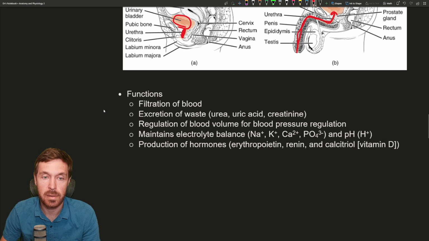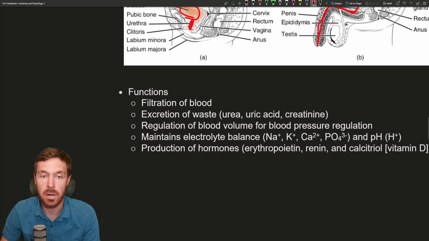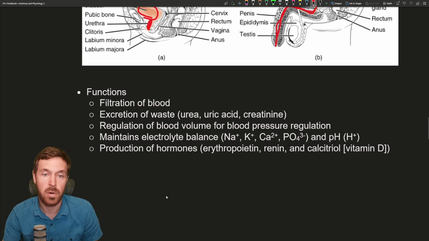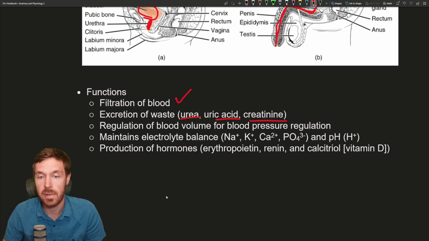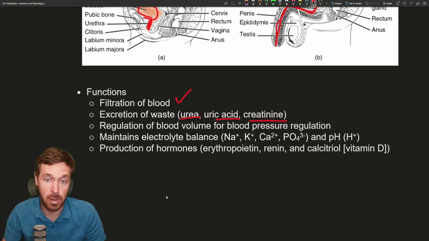Now, down here, finally, the functions of the urinary system. So here, functions, of course, it is filtering blood. So filtration of blood comes in and you're getting the waste. And so here, excretion of waste, then urea, uric acid, creatinine. All of these are metabolic waste produced by your body, the breakdown of proteins and things like that. You have to get them out. You don't want them to build up in your blood. So you get them out, and that's why urine has that ammonia-like smell to it.